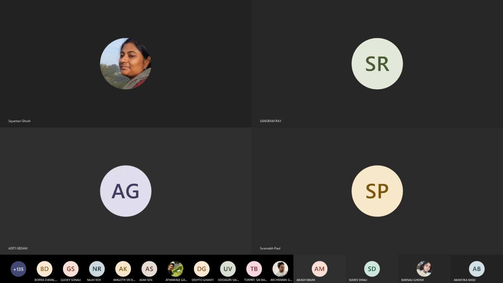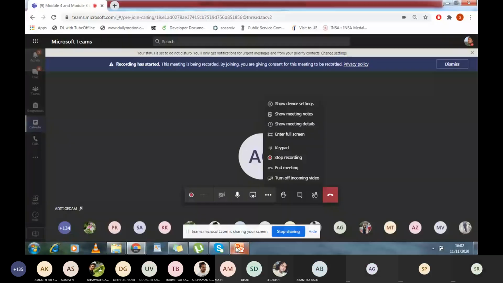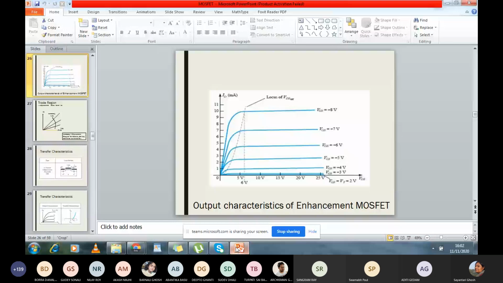So let us start our discussions again. We were talking about the output characteristics of this enhancement MOSFET, and I asked you to try to draw the transfer characteristics of this device using the output characteristics. I hope you tried. Have you tried to see how the transfer characteristics might look?